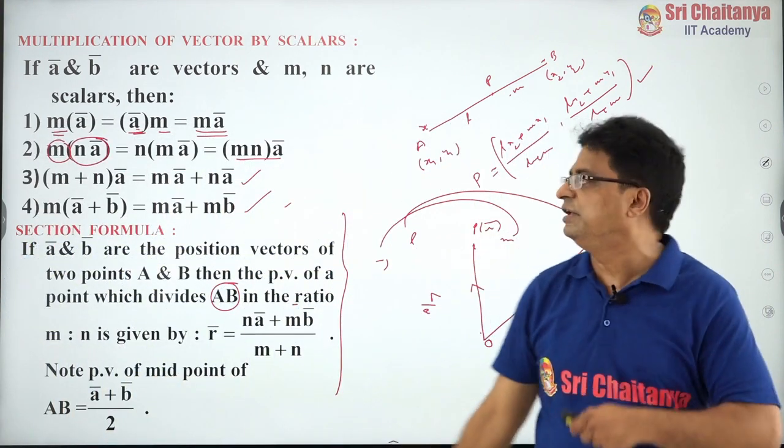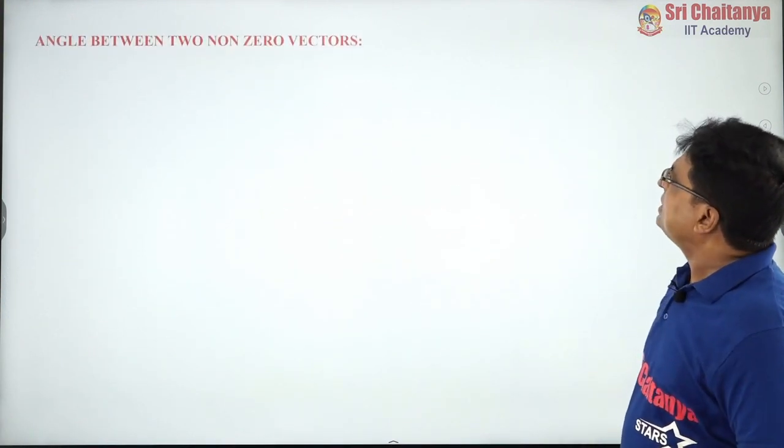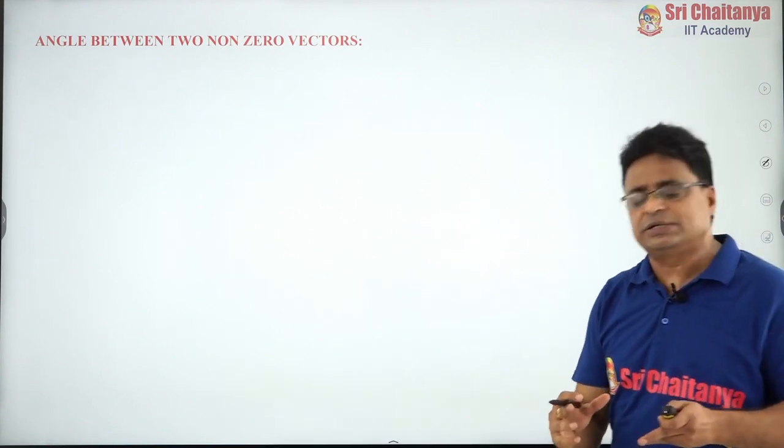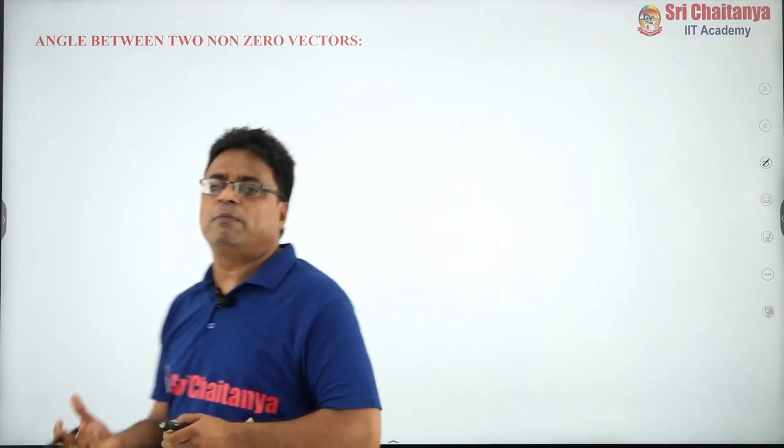These concepts are very useful for you. Okay, my friends. Now, coming to the most important area in vectors. Even I am very much concentrated on what? Angle between two complex numbers.